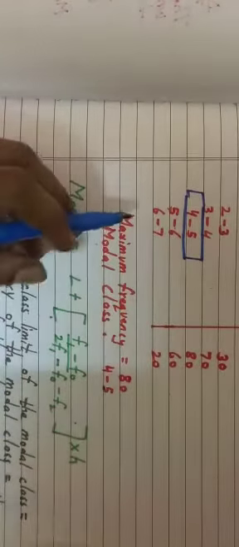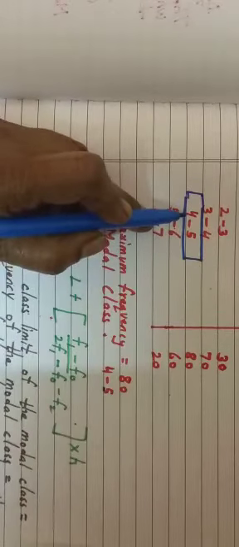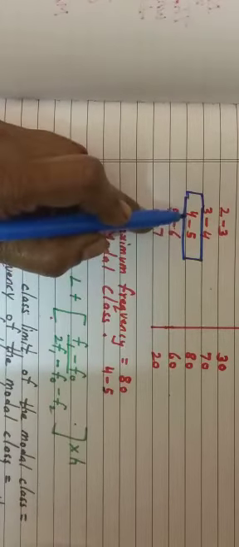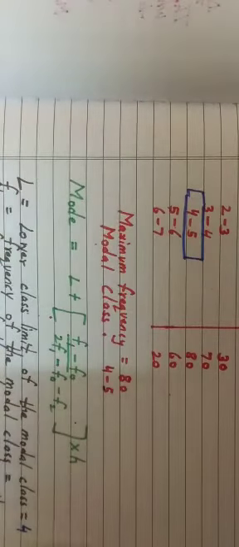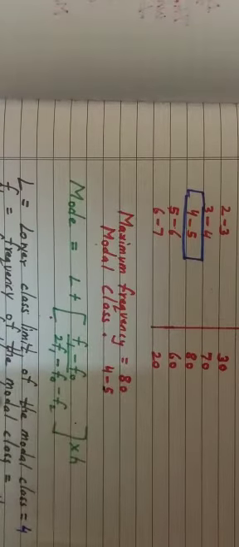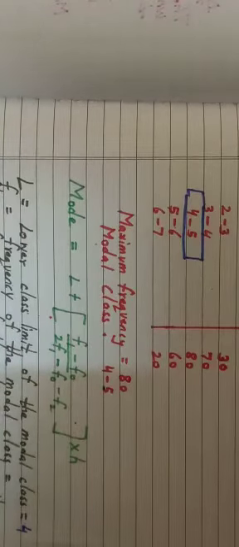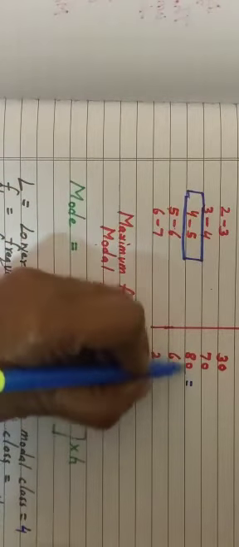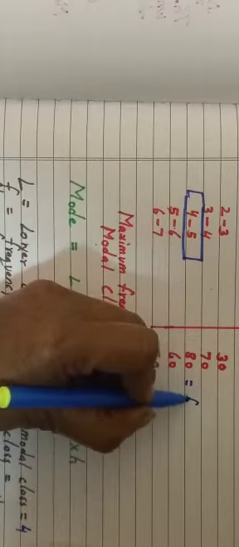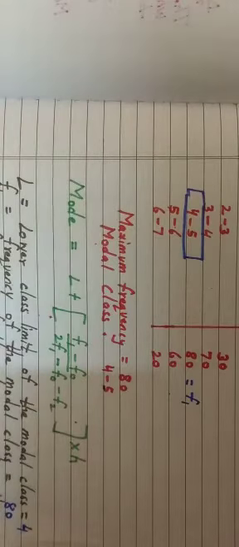Now we have found L. Now 4 to 5, lower class limit is 4. I told you all, this is the upper class limit and this is the lower class limit. So lower class limit of the modal class, 4 to 5, is 4. Okay, after that F1 is equal to frequency of the modal class. Now what is the frequency of this? 4 to 5 is the modal class. So 80 is your frequency of the modal class, and that is denoted by F1. So F1 is equal to 80.